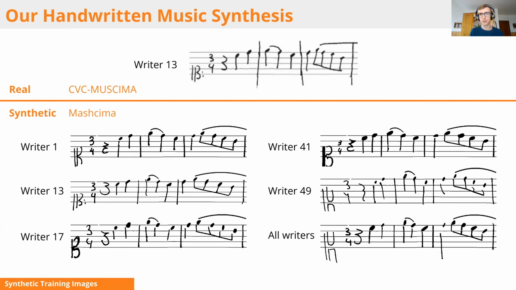So here's an example. At the top, we see a real-world image taken from the CVC Muscima dataset. And at the bottom, there are 6 images produced by our synthesizer, each in the style of a different writer. These writers' styles are taken from the CVC Muscima dataset. And the last image is interesting because it combines the style of all the available writers.